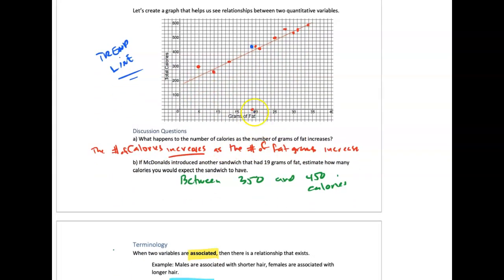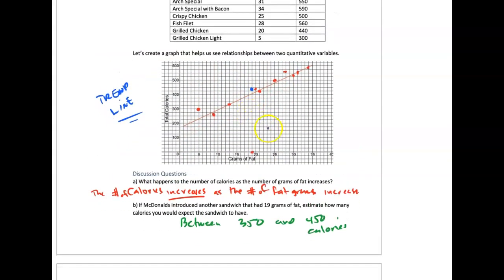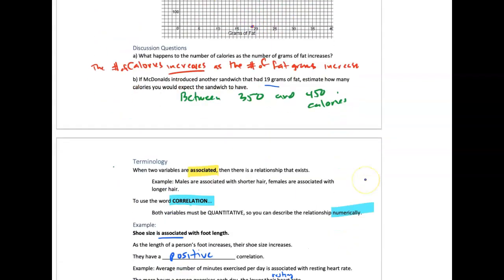And then the powerful thing about a scatter plot and trend lines is that we can make predictions. So if a sandwich has 14 grams of fat, can we estimate how many calories it would have? You go up to somewhere in here, and we would estimate somewhere in that 350 to 450 range, based off the trend.